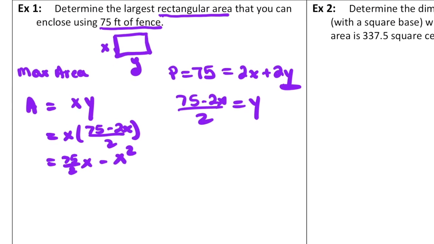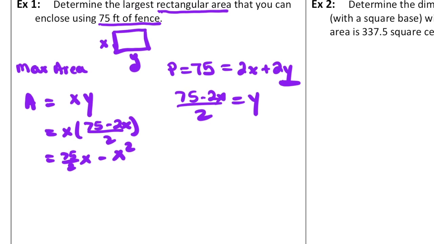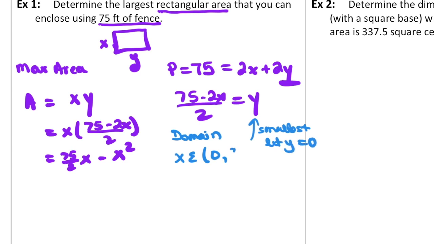All right, so now once you know what you're trying to maximize, the domain needs to be stated. Let's figure out what it could possibly be. We're using our x values, so you want to think about the smallest possible x value. In this case, it's going to be 0. The largest possible x value will come from the smallest y value in your constraint equation. If you were to let y equal 0, then what you come up with for x is 75 over 2. So your domain for this problem will be the smallest x is 0, the largest x is 75 over 2.